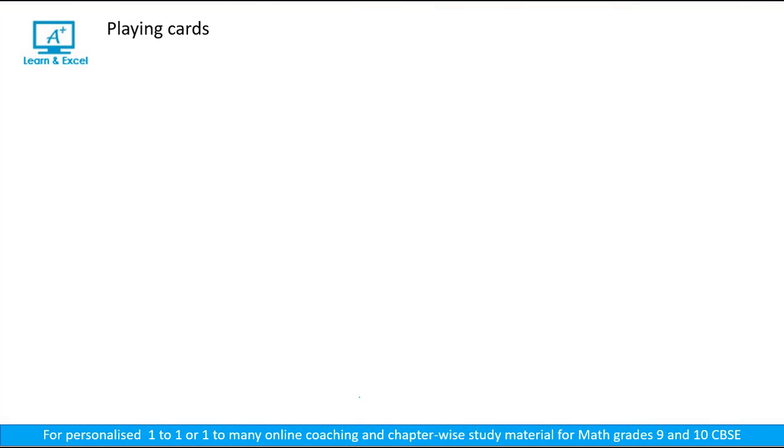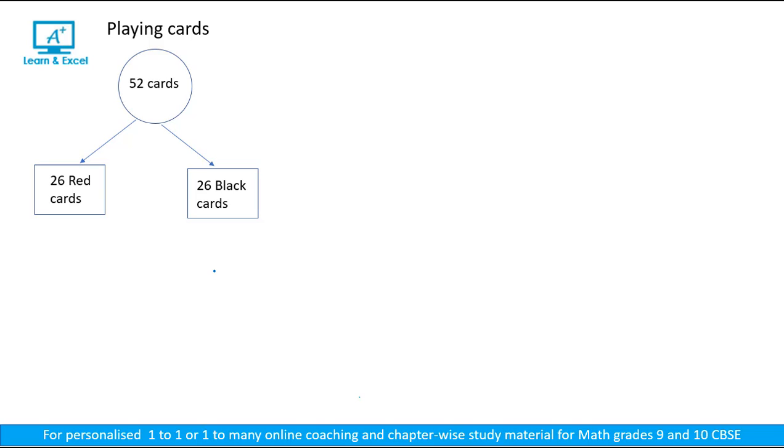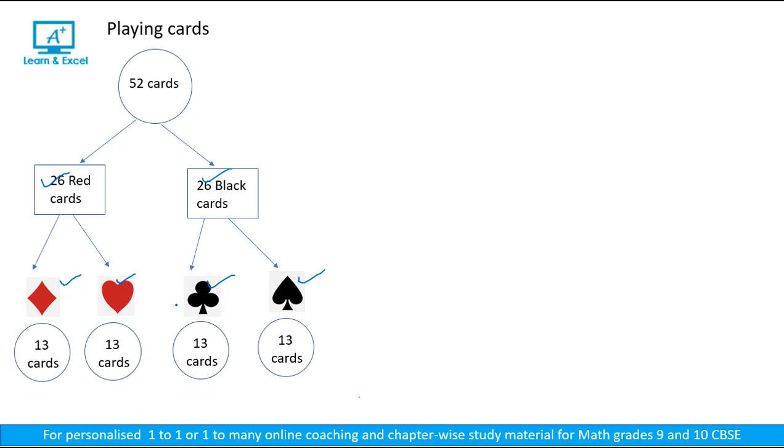Let us first understand what are the cards we have in a well shuffled deck of cards. We have 52 cards in all. From these, 26 cards are red and 26 cards are black. The cards have 4 suites: diamonds, hearts, clubs and spades. The red cards are diamond and heart, and the black cards are clubs and spade. Each of these suites have 13 cards.